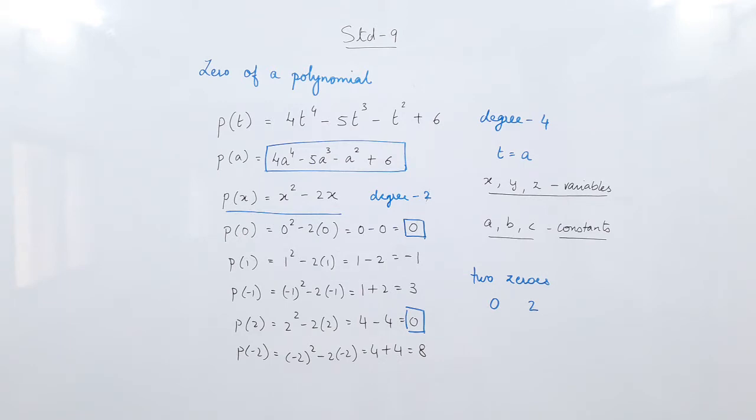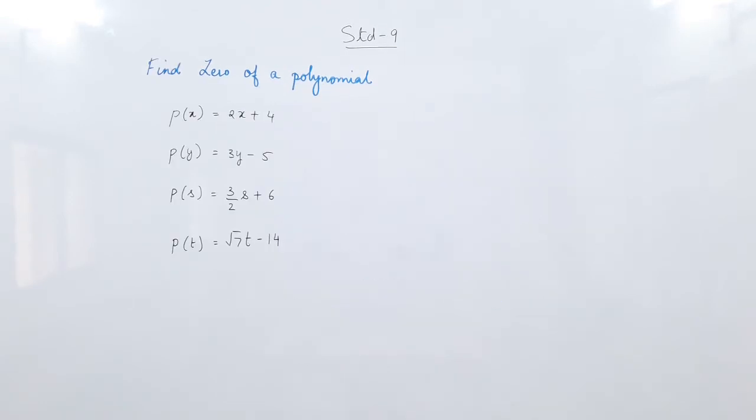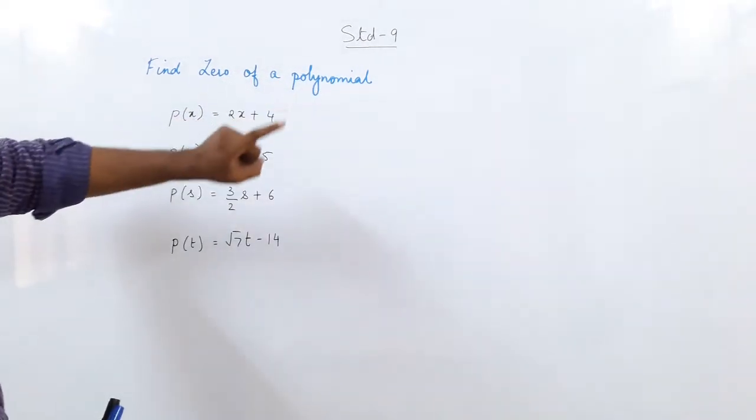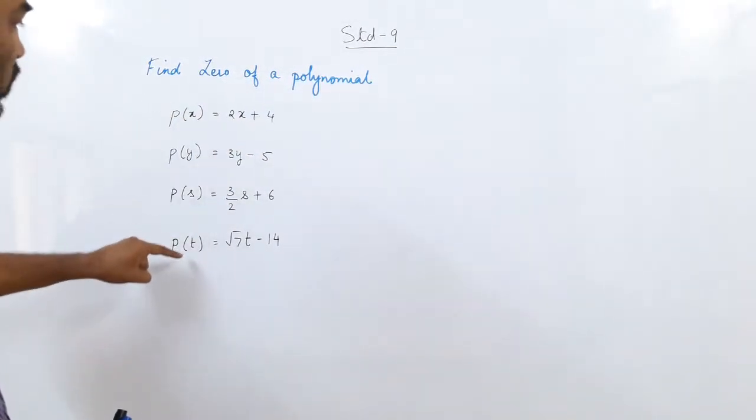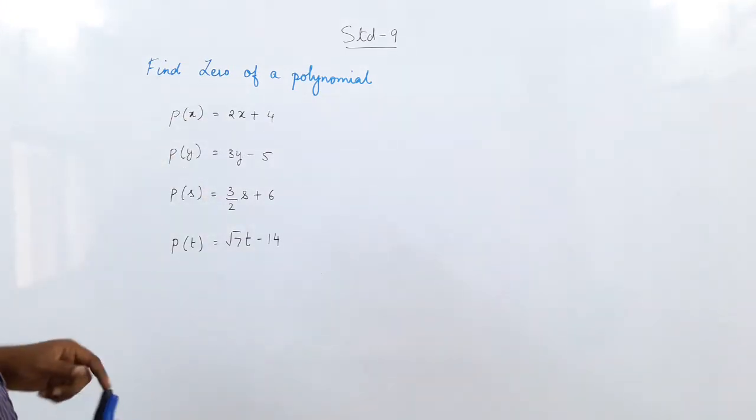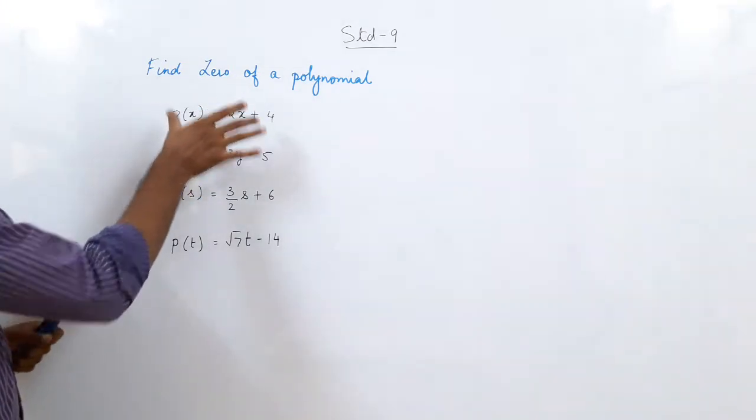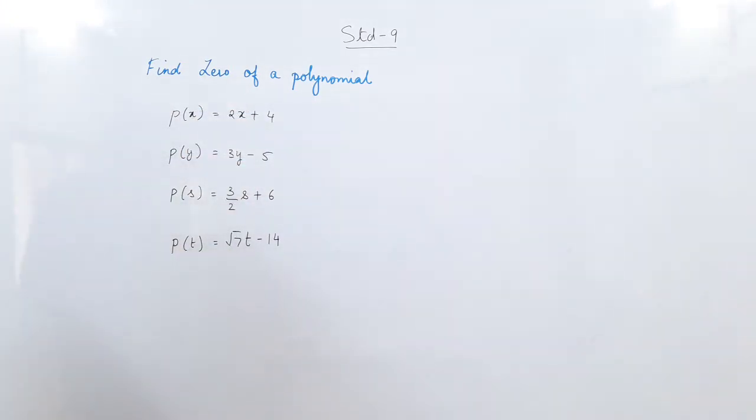Okay? Now we take a different type of sum. A sum in a single variable. What is the sum saying? Find the zero of the polynomial. Here you are not supposed to put different values. Okay, so you can do this by the trial and error method. What is the trial and error method? You know. Let us try.